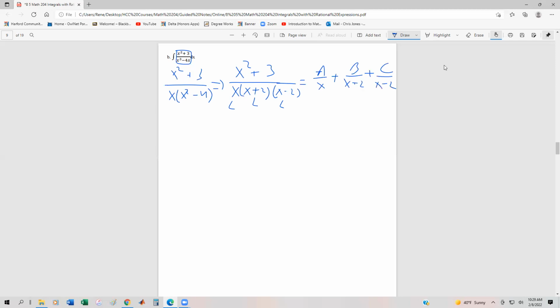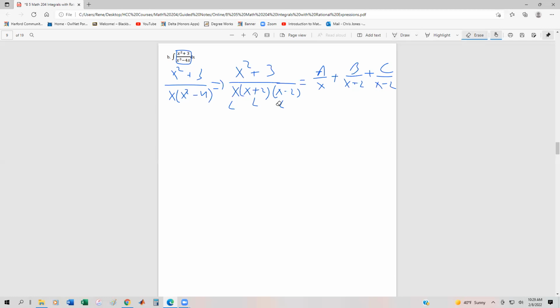In the denominator, we're going to factor out an x, and that's going to leave us with x squared minus 4. Another way to write that is x squared plus 3 over x, and by difference of squares, x plus 2, x minus 2. And so notice that we have 3 linear terms, which means we're going to have 3 partial fractions. So we're going to have A over x plus B over x plus 2 plus C over x minus 2.